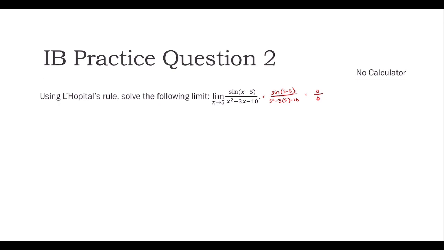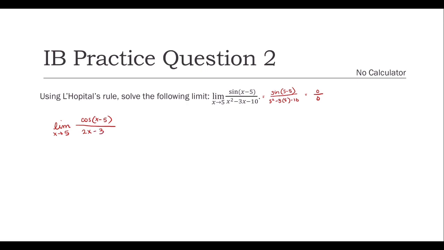So since it's an indeterminate form, we're going to take the derivative of the numerator and the denominator and then use that in our limit. So we'll have the limit as x approaches 5 of our derivative of sine of x minus 5 would be cosine of x minus 5 times the derivative of the inside, which would just be 1. Then our denominator would become 2x minus 3.